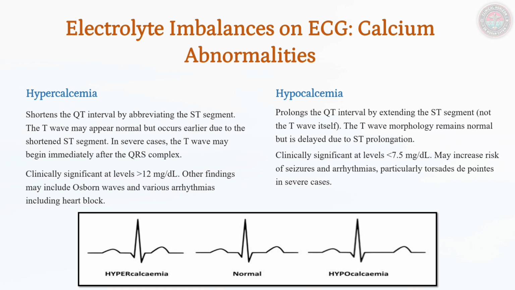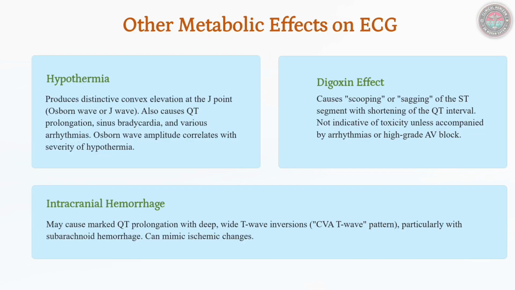Other metabolic effects on ECG. Beyond electrolyte imbalances, various metabolic and systemic conditions significantly influence cardiac electrophysiology. Hypothermia produces a characteristic Osborn wave or J wave at the J point, along with bradycardia, prolonged QT interval, and atrial fibrillation at lower temperatures.